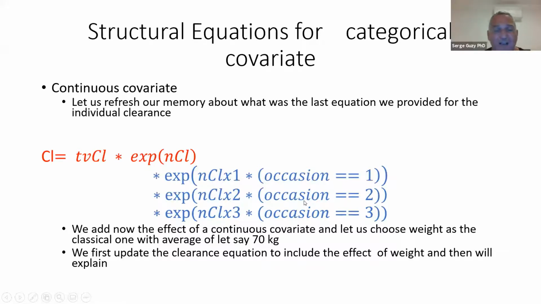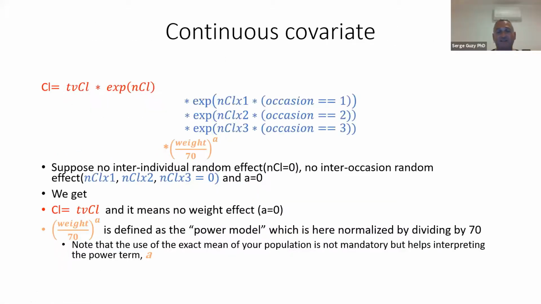Now I want to add the effect of a continuous covariate. And let's choose the weight as the classical one with an average of, let's say, 70 kilograms. Suppose it's a normal population of adults, and suppose that the average is 70. Now I want to update the equation above to include the potential effect of the weight on clearance. And this is in orange.